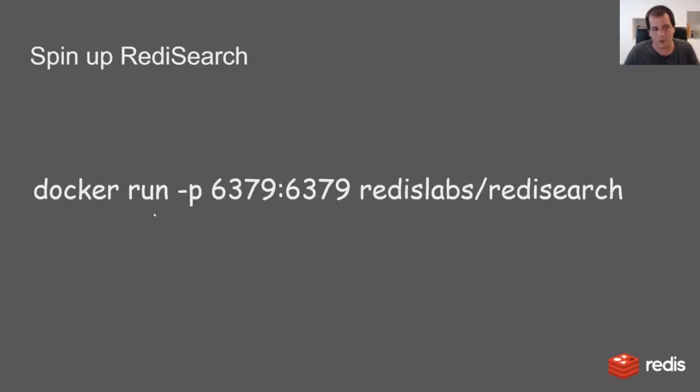So you can spin up Redis Search with Docker. You just saw me do this with the Redis JSON module, which actually also has Redis Search in it. But docker run -p 6379:6379 redislabs/redisearch will get you up and running with Redis Search. And the source is all available on GitHub that you can download and build yourself if you want to. And I think there's probably an apt-get package for Linux. It's readily available.